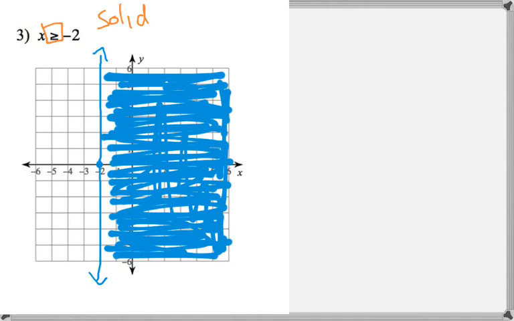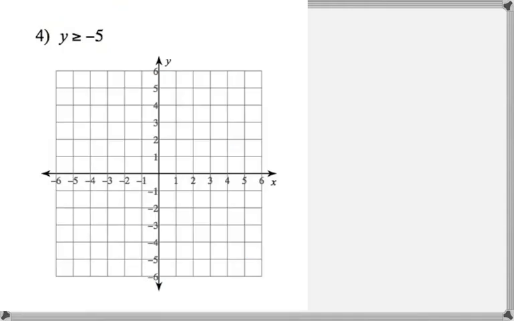Let's look at a fourth example. Here we have y is greater than or equal to -5. This is also one of our special lines. This one would be a horizontal line, if you remember from the previous chapter when we graphed lines. Y equals -5 would be a horizontal line located through the y-axis at that -5 on the y-axis. So we can go ahead and draw our horizontal line.